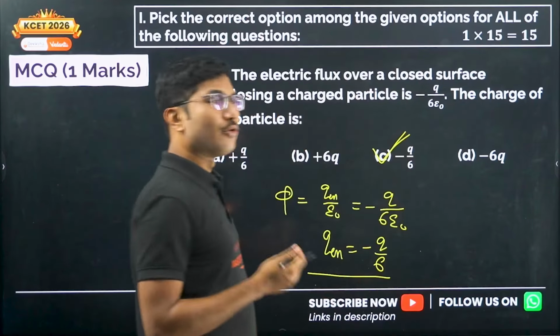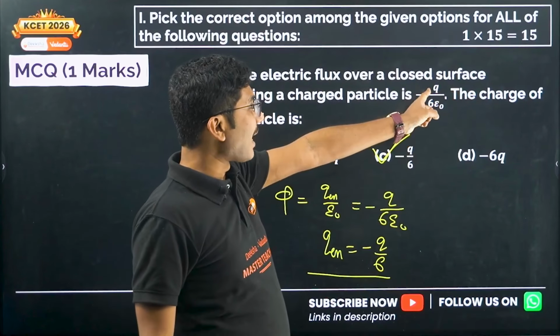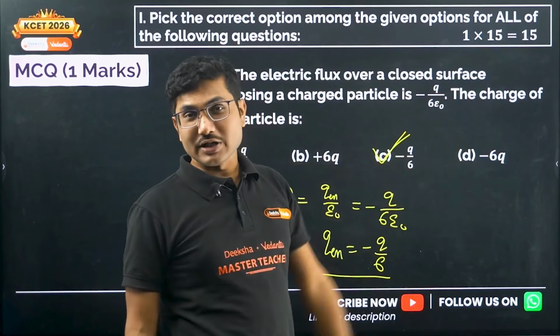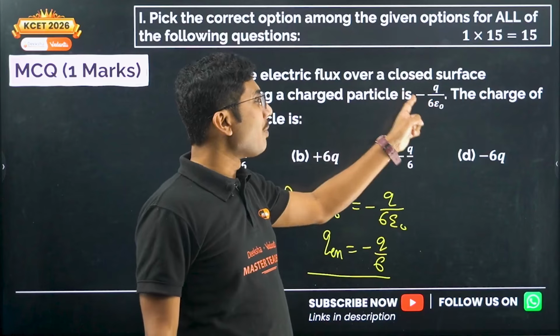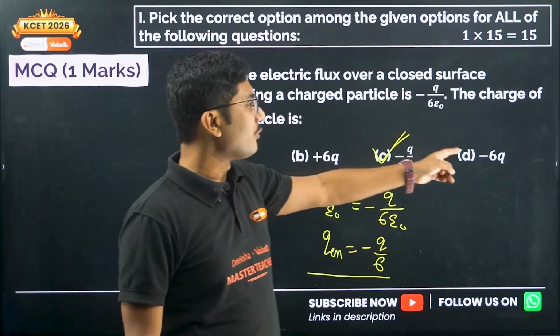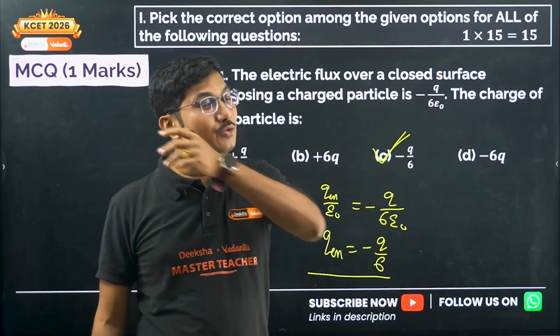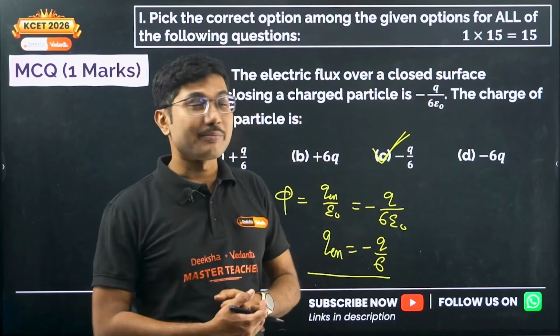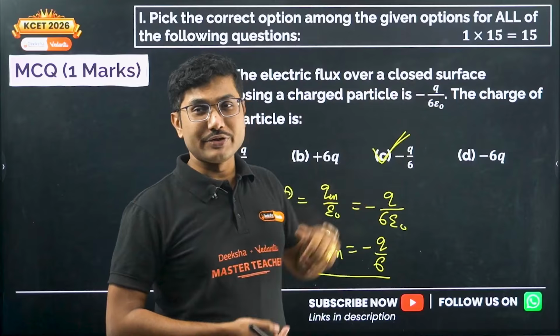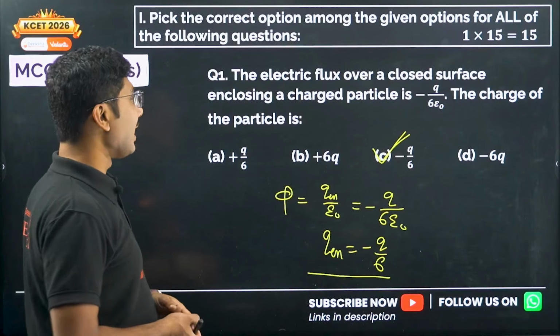And in case you don't know Gauss's law, the best way to guess it is to see that the minus sign is there, so definitely the charge will be negative, and q by 6 is there, so it will be q by 6. It will not be 6q. If 6q was there, you could have guessed that 6 is multiplied with q. But here q is in division, so clearly minus q by 6 should be the answer.